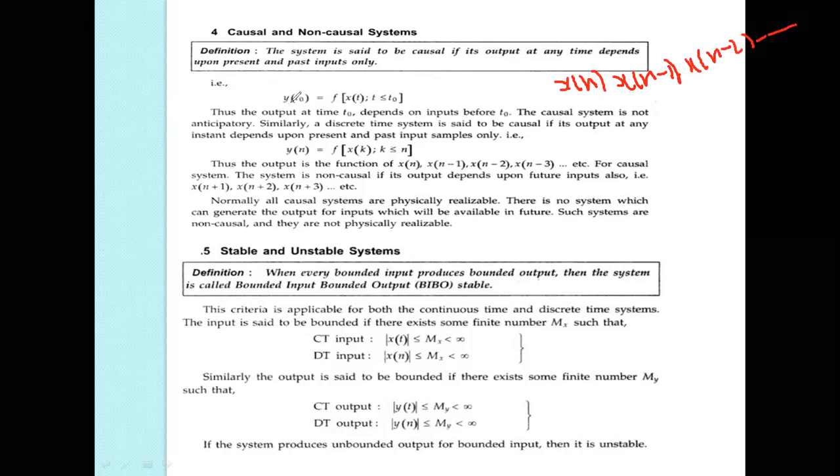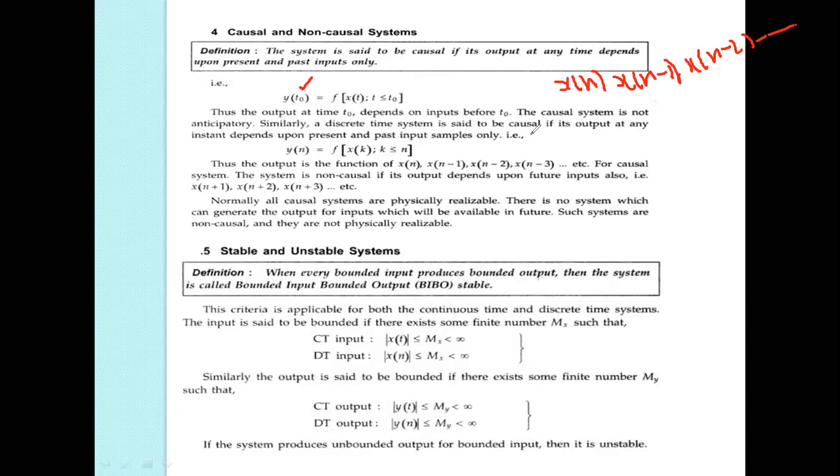That is, y of t naught is equal to the function of x of t if t is less than or equal to t naught. Here t naught is the present, and less than or equal to means t naught minus 1, t naught minus 2, t naught minus 3 and so on, because of the previous values. Thus, the output at the time t naught depends upon the inputs before t naught. The causal system is not anticipatory.